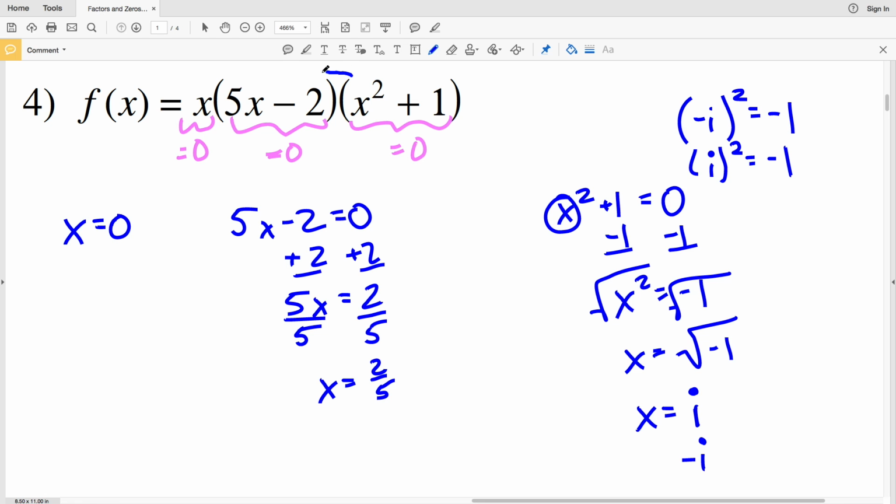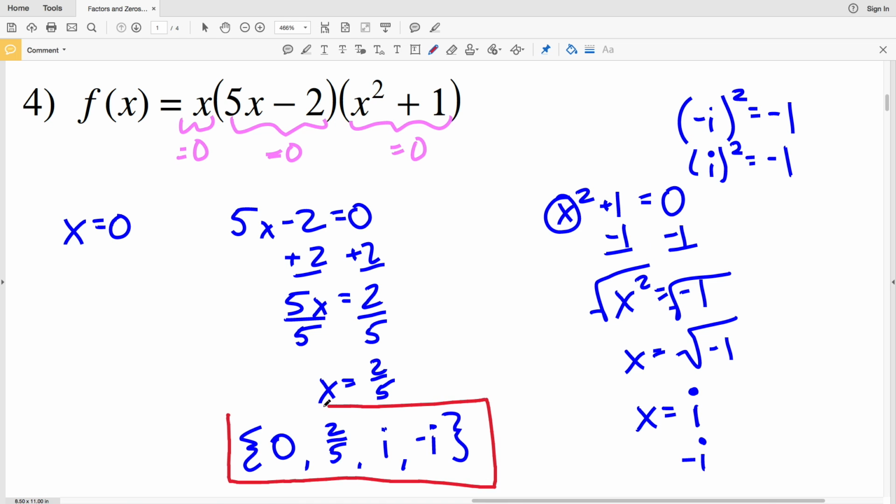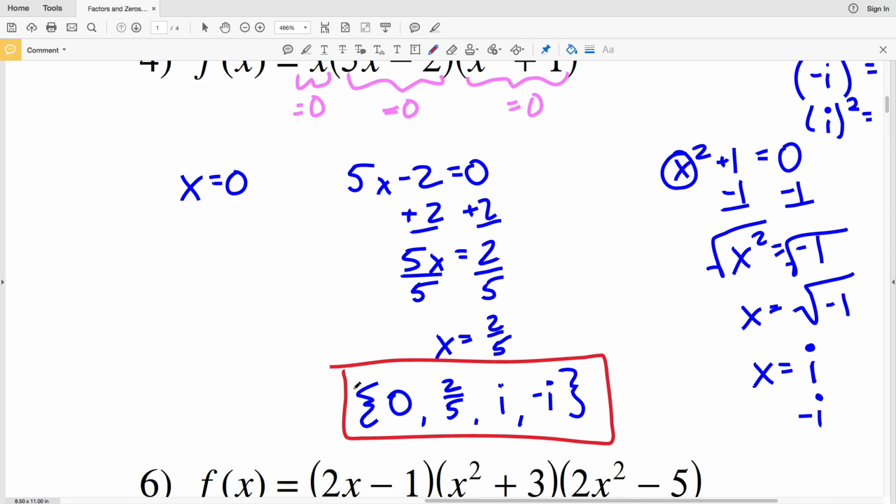So, even though I have 3 separate quantities that I set equal to 0, I'm actually going to have 4 solutions as my answer. So I'm going to have that x equals 0, 2/5, positive i, and negative i. And again, that's because i squared equals negative 1 and negative i squared equals negative 1. Let's continue on to number 5.